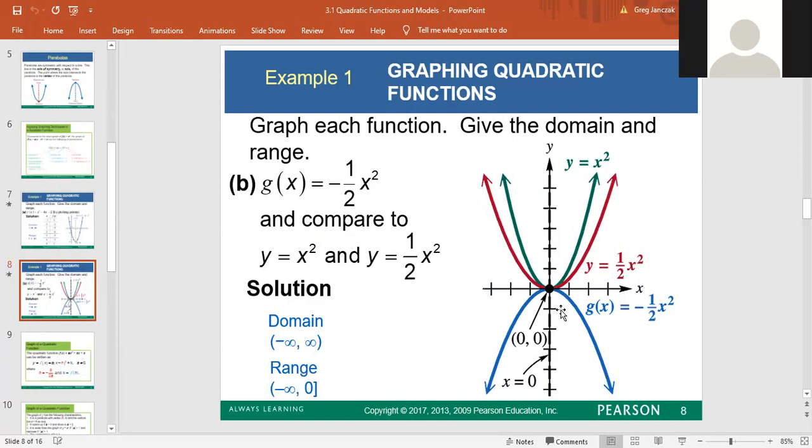Negative 1/2 x squared, because it's negative, it's going to open down. So when it opens down, domain is still going to be negative infinity to infinity, but the range is going to go from negative infinity up to 0 and then back down again.